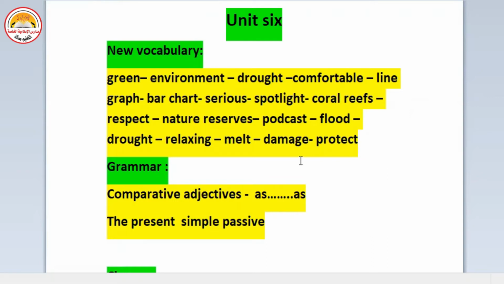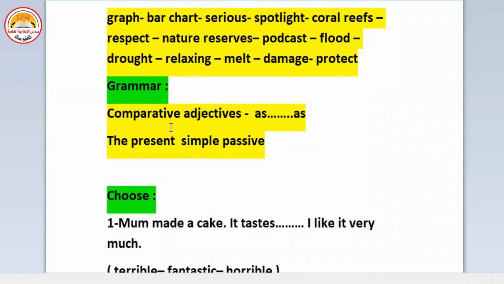What about our grammar in this unit? Here we have comparative adjectives. As you know, to compare between two things or two persons, we use comparative adjectives. But first, you have to decide which adjective is short and which adjective is long. If the adjective is short, we add er to the adjective plus than. For example, taller than, shorter than, faster than, bigger than, like that.